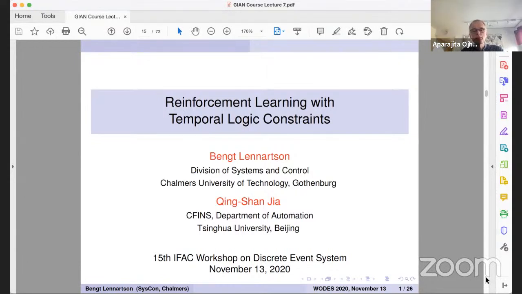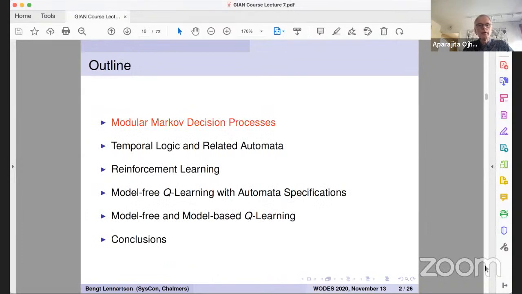But at the same time, I see here that there is quite a big interest in also including temporal logic into this reinforcement learning area. So in some sense, this is a repetition, but also a generalization of what I showed you before, and that gives you definitely some additional features.